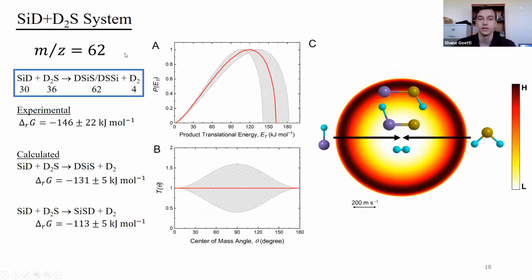Now we can look at the functions for the DSAS or DSSI product, which we recover a reaction energy of negative 146 kilojoules per mole. And this then matches the DSIS product, also isotropic scattering.